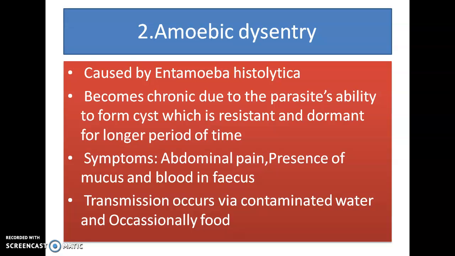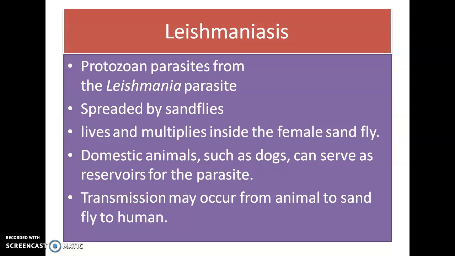Then amoebic dysentery. As we all know, it is caused by the protozoan Entamoeba histolytica. It becomes chronic due to the parasite's ability to form cysts, which are persistent and dormant for a longer period of time inside the human body. The main symptoms of this disease are abdominal pain and the presence of mucus and blood in feces. Mainly this disease is transmitted via contaminated water and occasionally by means of food.